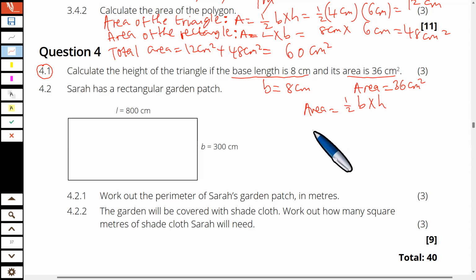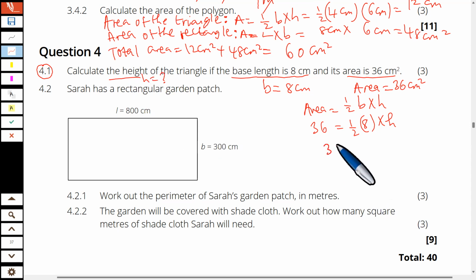So the area, you put the area is 36. Half the base. The base is what? You substitute, the base is exactly 8. And then you can leave out the units. The height is what we want because they want us to calculate the height. So if they say calculate the height, it means the height is actually a question mark. So the height equals a question mark.